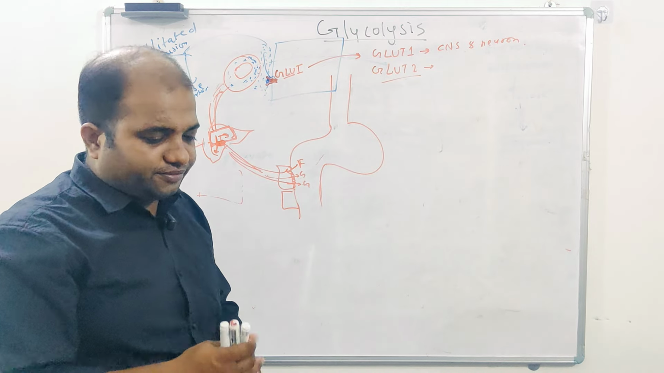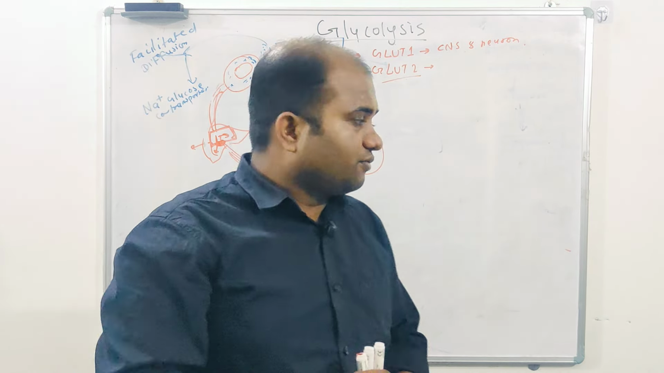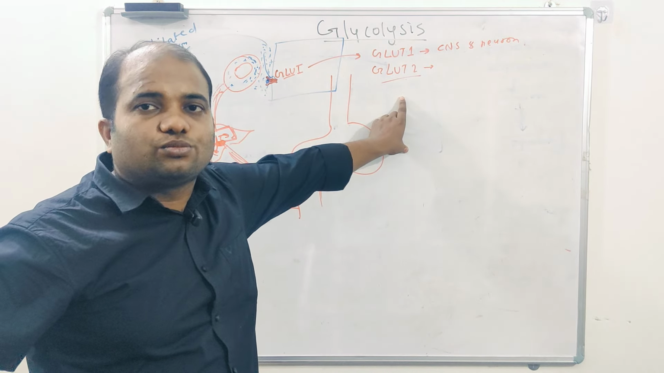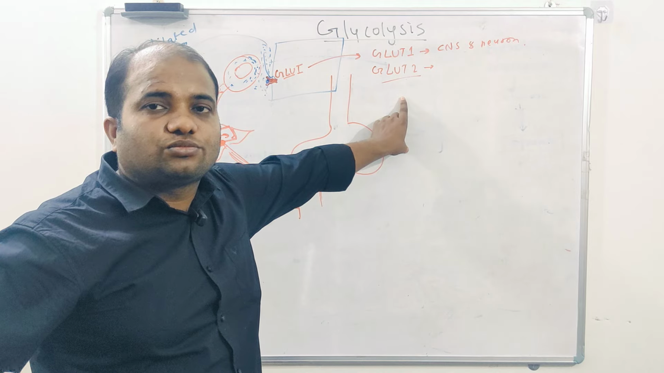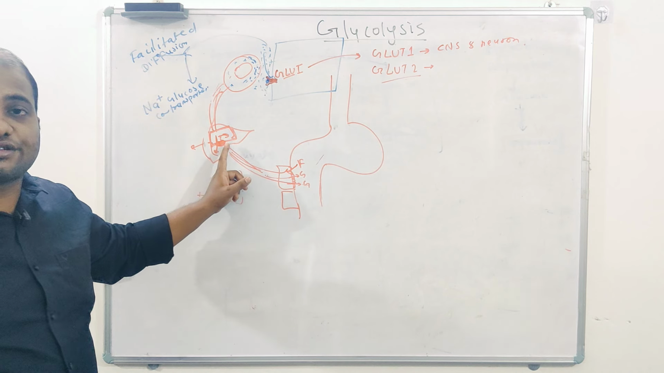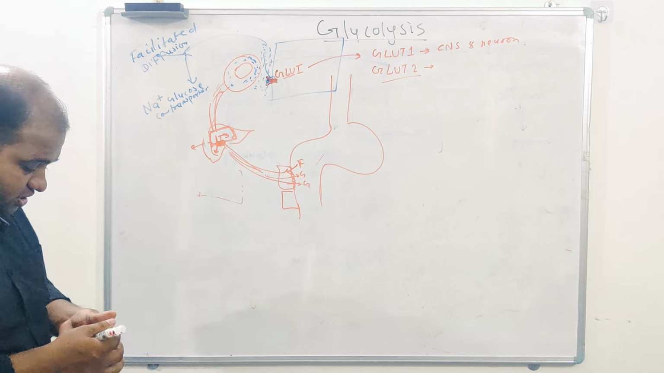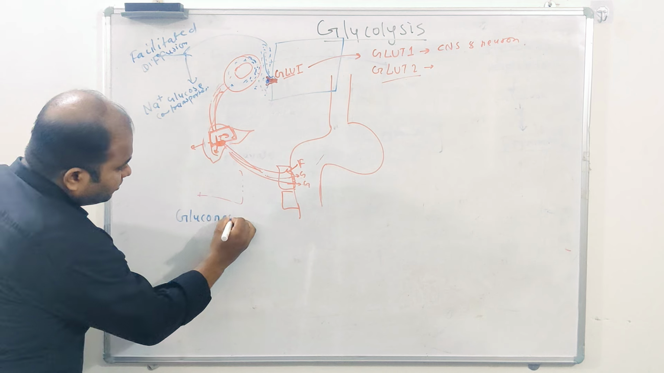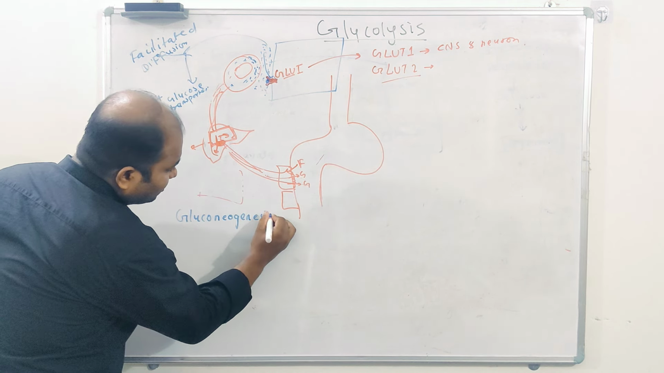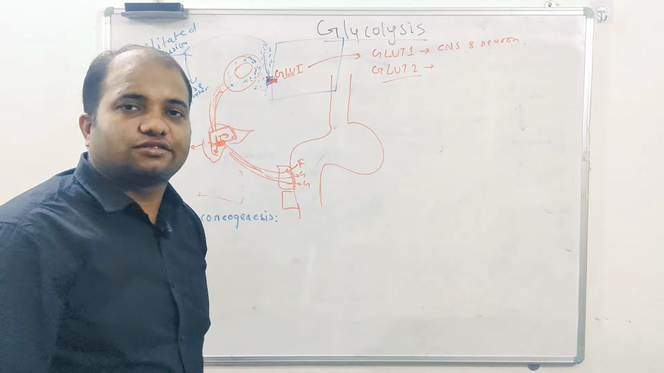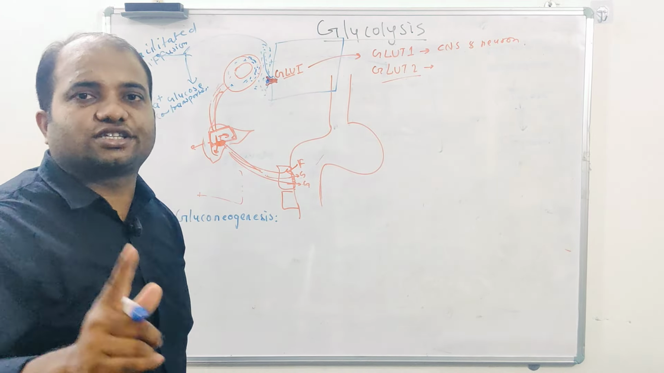Can you tell me some other cells where GLUT2 will be present? That means you should know which organs or which cells will do gluconeogenesis. What is gluconeogenesis? Yes, tell me, what is gluconeogenesis?